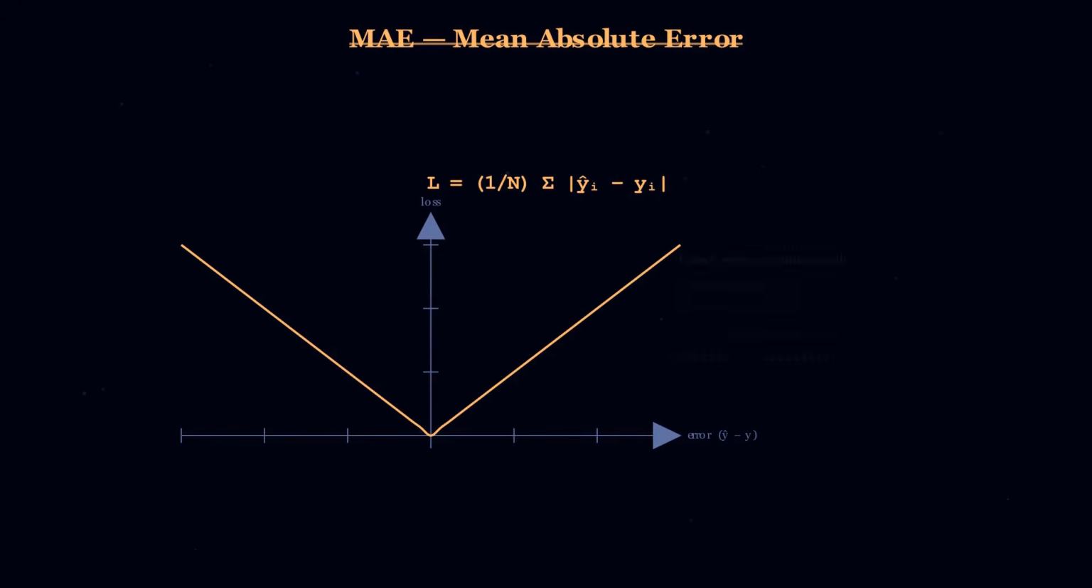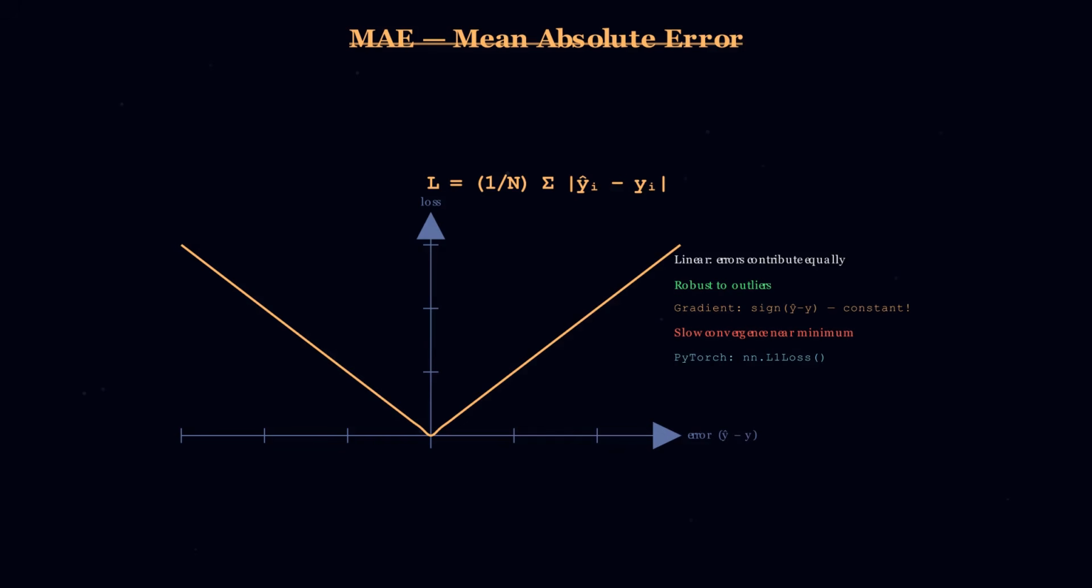Mean absolute error, the robust alternative to MSE. MAE equals 1 over n times the sum of the absolute value of y hat minus y. Unlike MSE, every error contributes linearly to the loss. An outlier 10 times larger only contributes 10 times more, not 100 times more. The gradient of MAE is simply the sign of y hat minus y, plus 1 for positive errors, minus 1 for negative errors. This is a constant magnitude gradient. MAE doesn't push harder on large errors. That's its strength and its weakness.